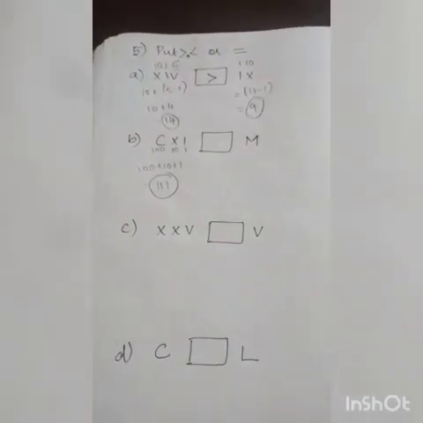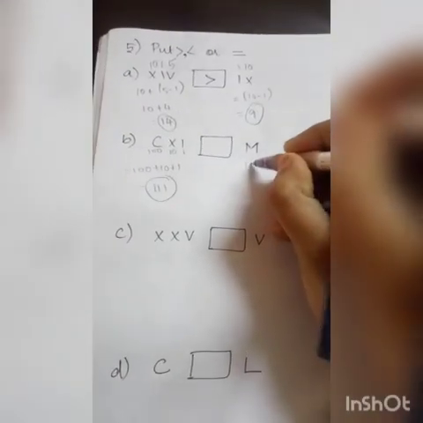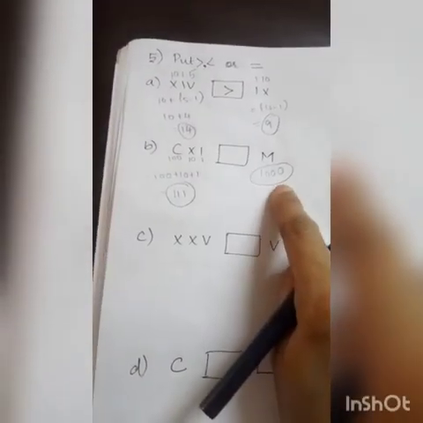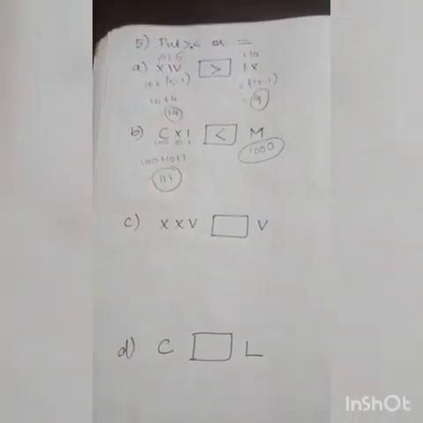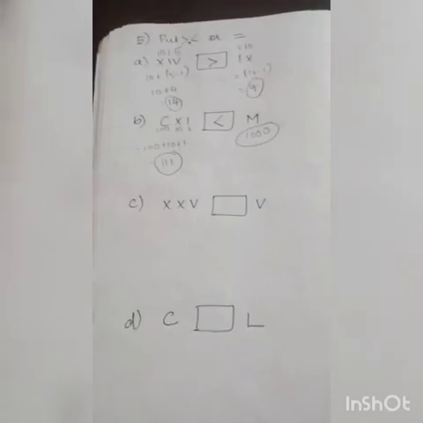Okay, what does M stand for? M stands for 1000. So the answer of M is 1000. So which is greater? 1000 is greater. So shall I put the greater number towards M? So CXI is less than M.